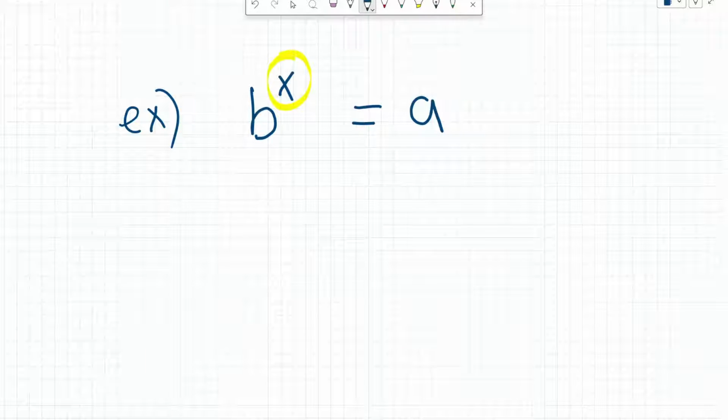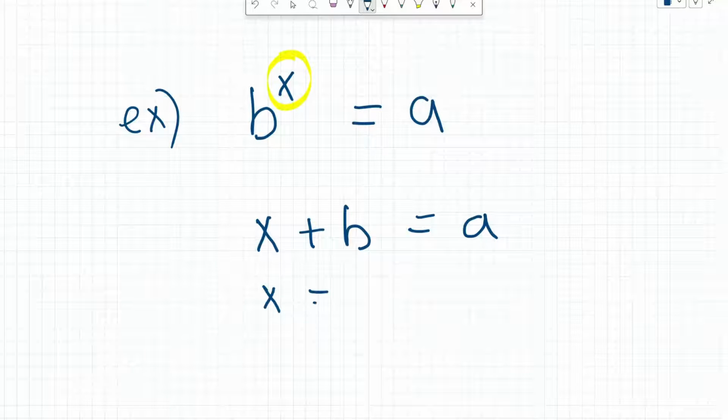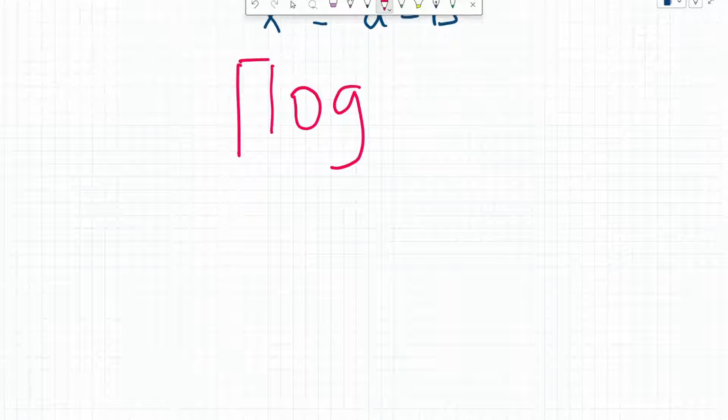We're used to seeing examples where you'd have x plus b equals a, like this. And here we just use the typical order of operations to solve for x. We would subtract b to the other side, so then x equals a minus b. But what do we do in this case when x is in the exponent? Let me show you. This is where we get to introduce a new concept called logs.